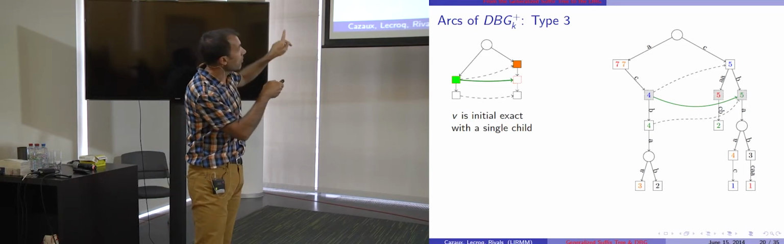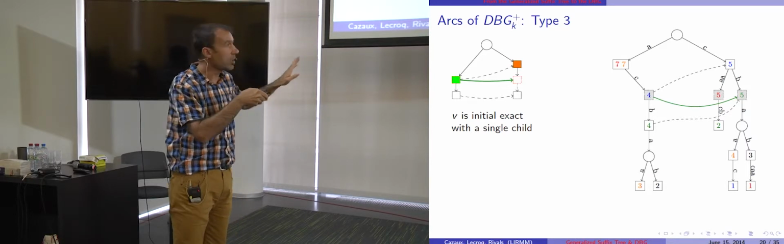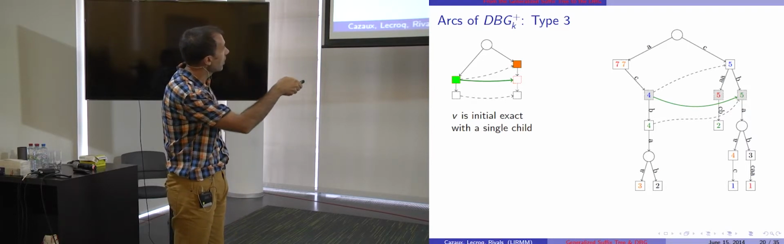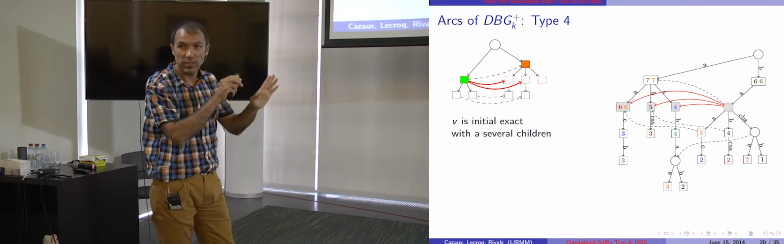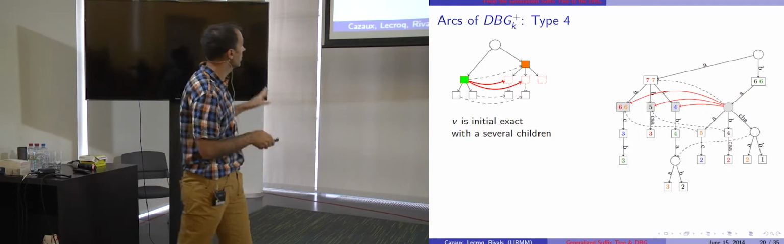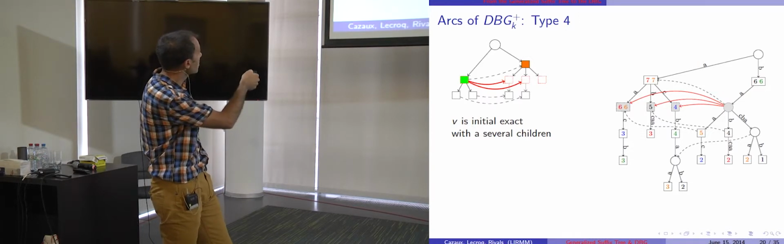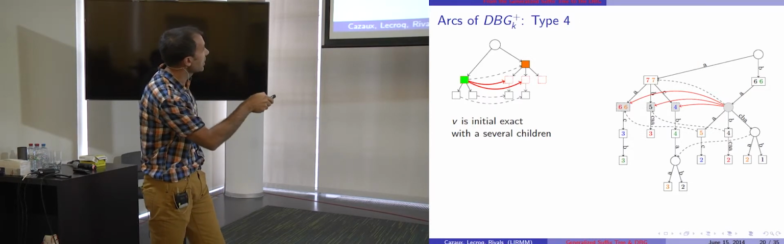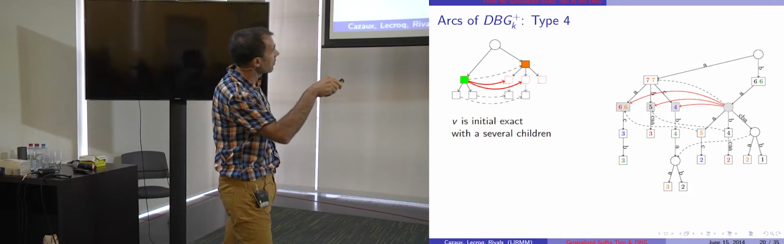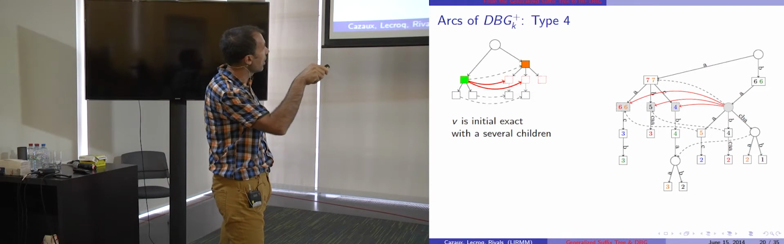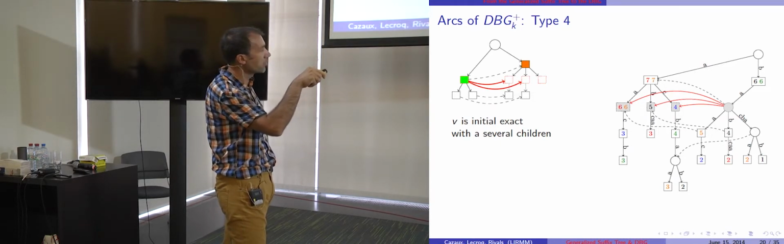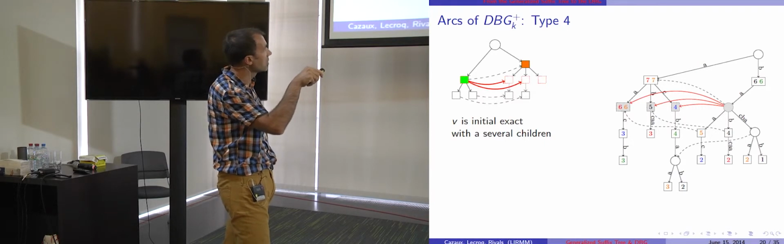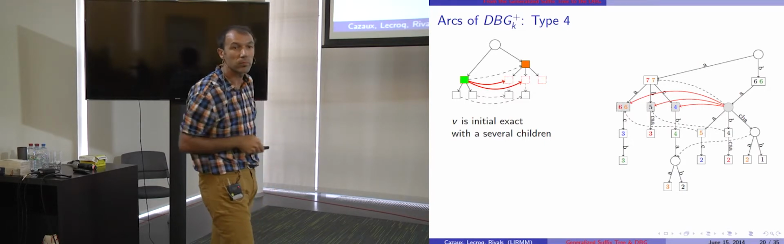So type 4 is exactly type 3, but in the case where the starting node has several children. We're exactly in the same situation, but we have to distinguish it for later on. So, initial exact with several children. In our example, the starting initial node here, the suffix link goes up, and then we have 3 children, therefore there are 3 possible extensions, and 3 neighbors in the De Bruijn graph after this node. Okay?